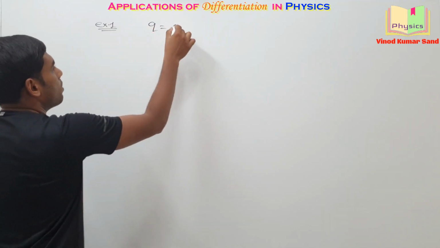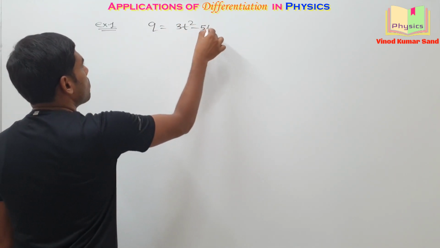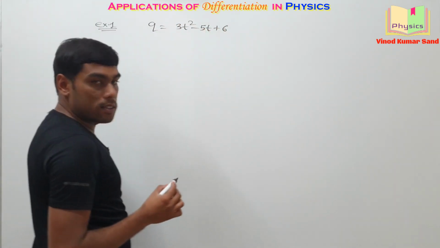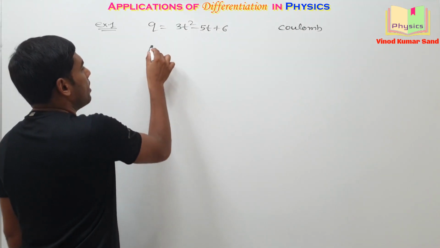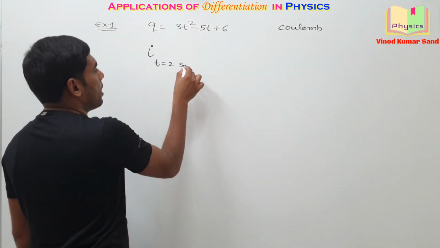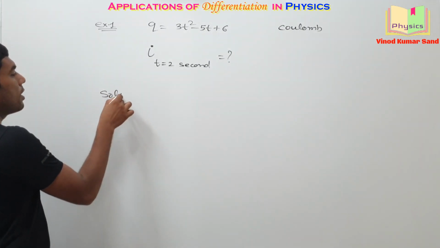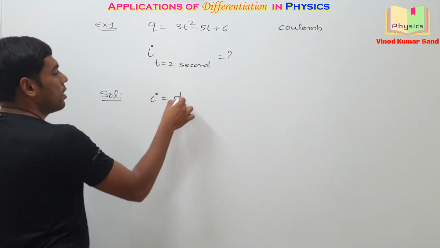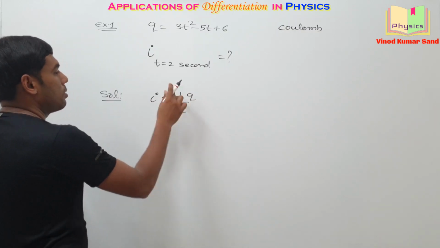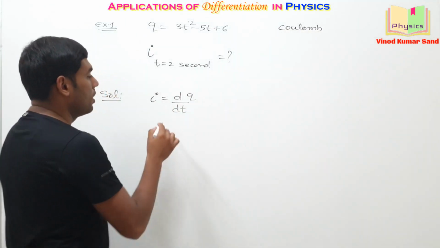Suppose q is equal to 3t square minus 5t plus 6 coulomb. Find the current at t is equal to 2 seconds. It can be easily done. We know that the i is equal to the rate of flow of charge. It means d by dt of q.